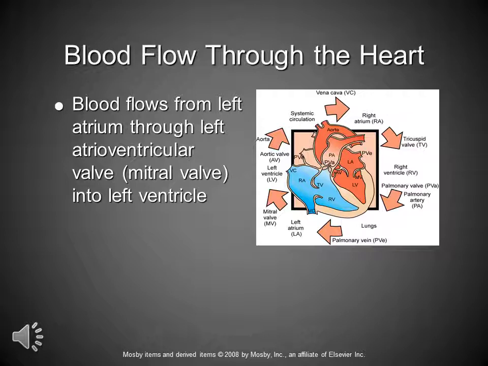Once the blood is in the left atrium of the heart, it's then going to flow through the left atrioventricular valve, which is also, in human terms, most commonly known as the bicuspid valve. In veterinary nomenclature, it's more commonly known as the mitral valve. And from the left AV valve, it's then going to enter the left ventricle.